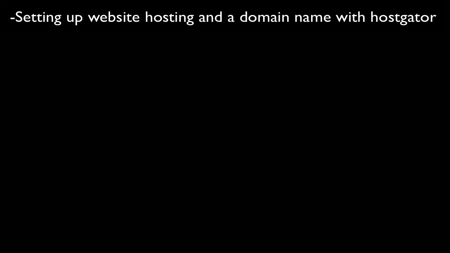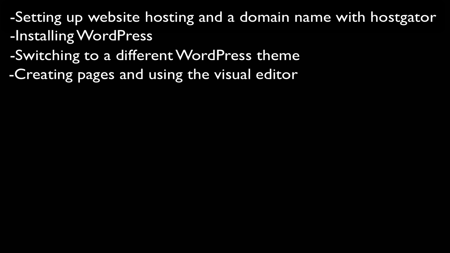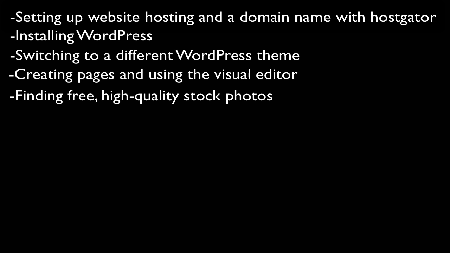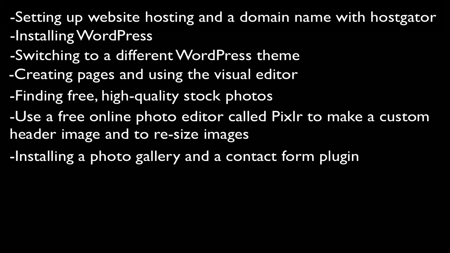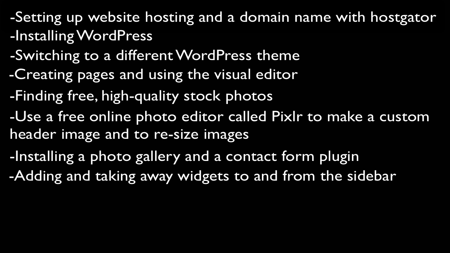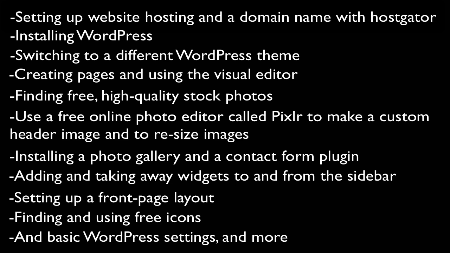The things I'm going to cover in this step-by-step tutorial include setting up website hosting and a domain name with HostGator, installing WordPress, switching to a different WordPress theme, creating pages and using the visual editor, finding free high-quality stock photos, using a free online photo editor called Pixlr to make a custom header image and to also resize images, installing a photo gallery and a contact form plugin, adding and taking away widgets to and from the sidebar, setting up a front page layout, finding and using free icons, and basic WordPress settings, and more.